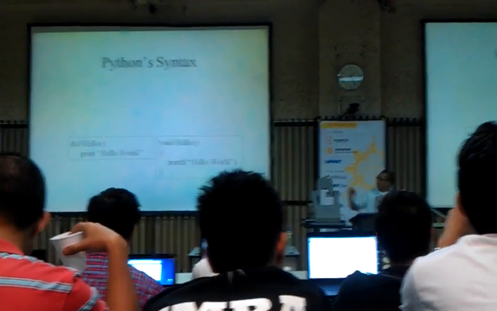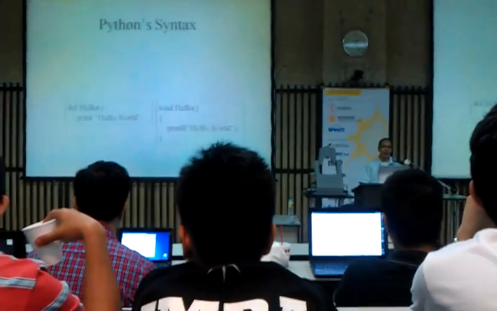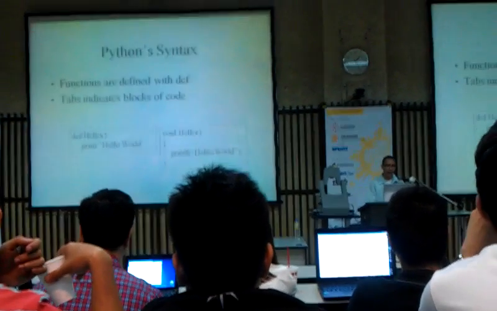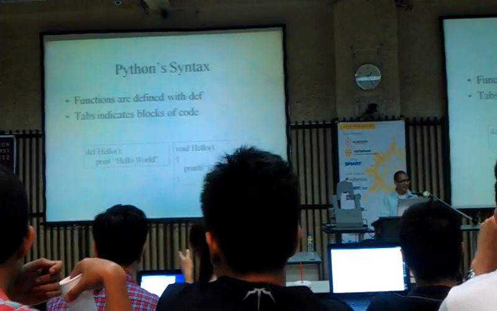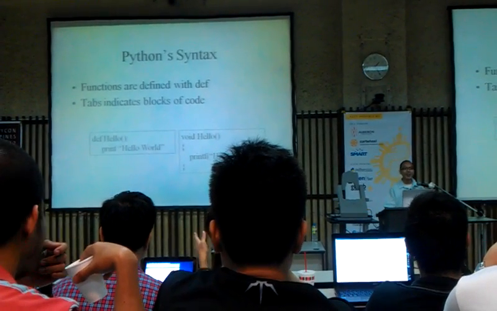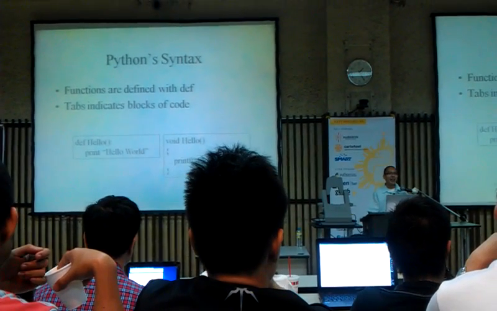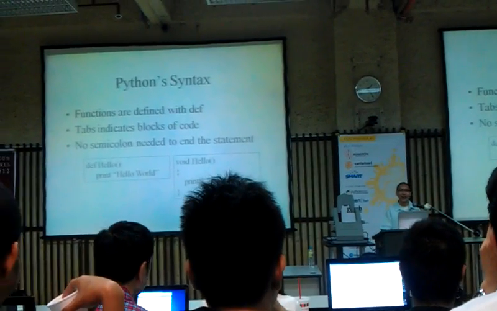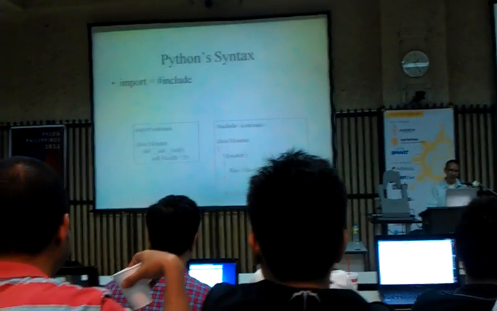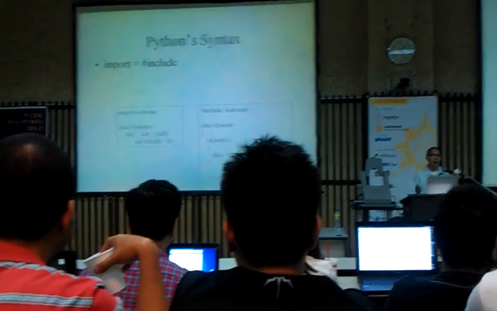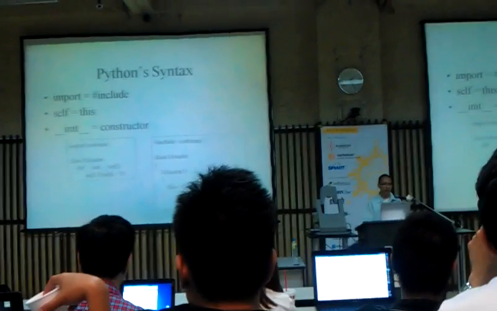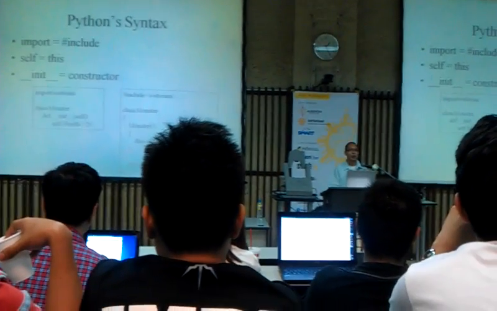Simple syntax. To the right is C, and to the left is the Python equivalent. This has been explained earlier. Functions are defined with def and tabs. No semicolon needed. Import is equivalent to include in C++, and self is this. The double underscore init is the constructor.